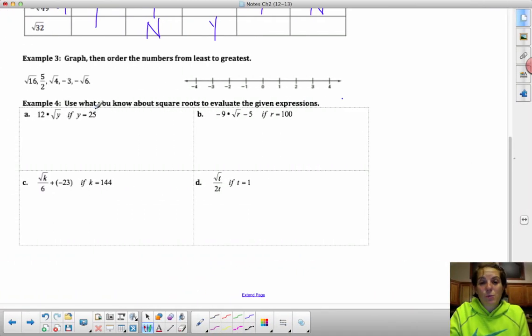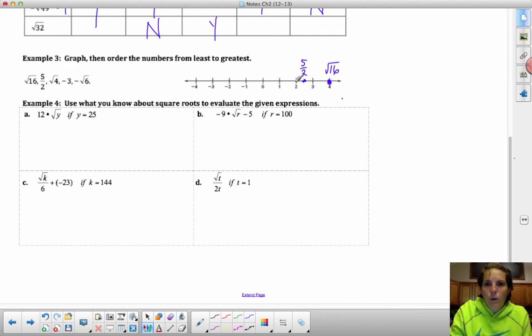All right, so we just have 2 more things to talk about. First, graph, then order the numbers from least to greatest. So go ahead and use your numbers here very carefully. So the square root of 16, well, that's really a 4, so we put our point on there. And we'll label it with what they gave us, the square root of 16. 5 halves. So from 0, 1 half, 2 halves, 3 halves, 4 halves, there's 5 halves. Or make it a mixed number, it's 2.5. Make it a decimal, it's 2.5, whichever way you need to do that. Again, we'll label it with what they gave us.